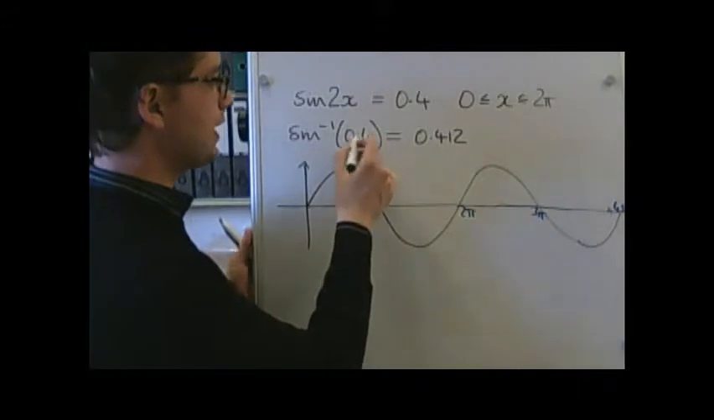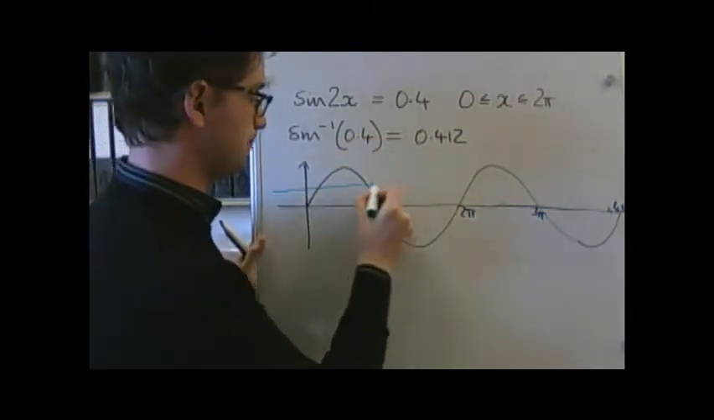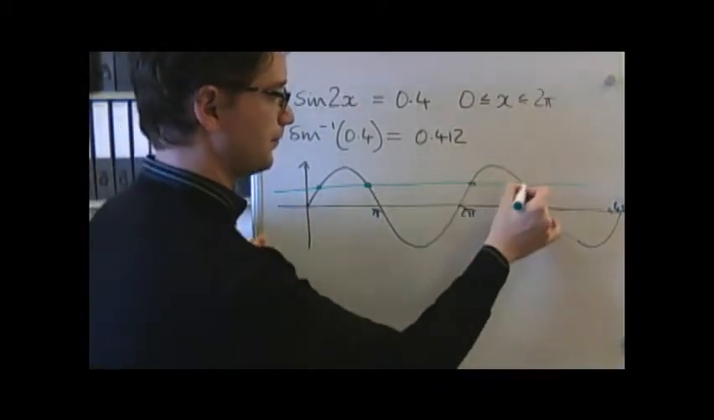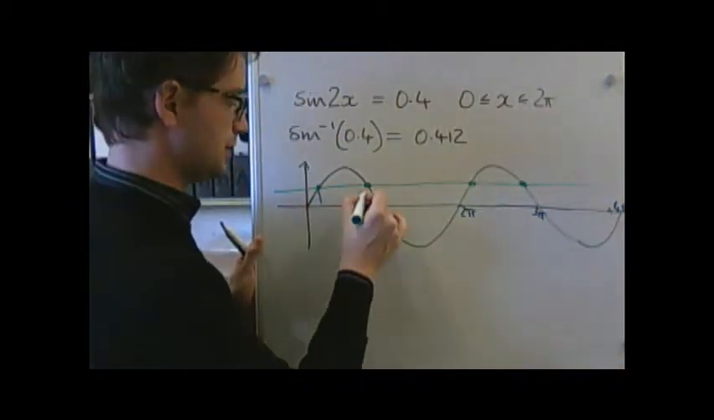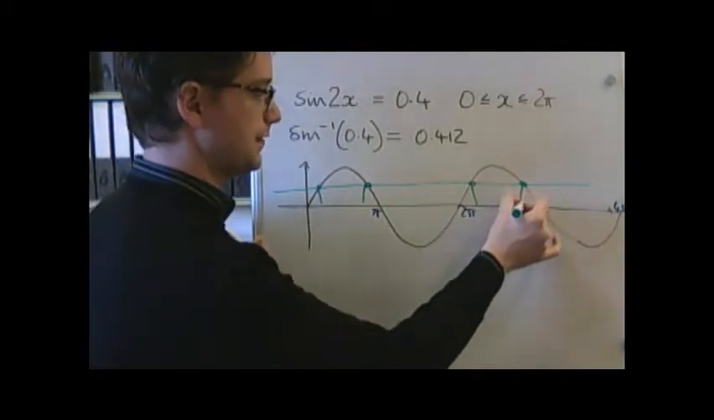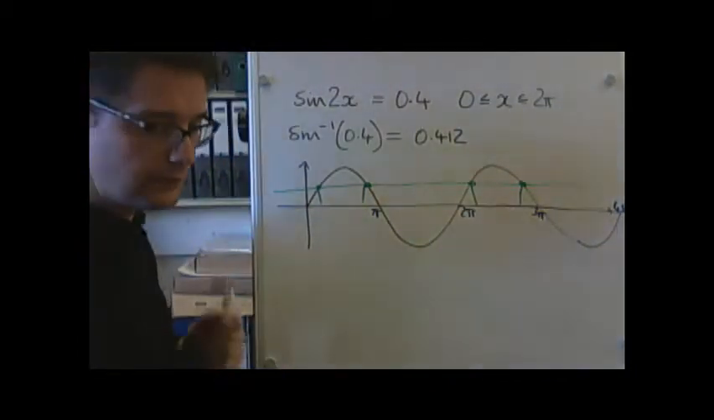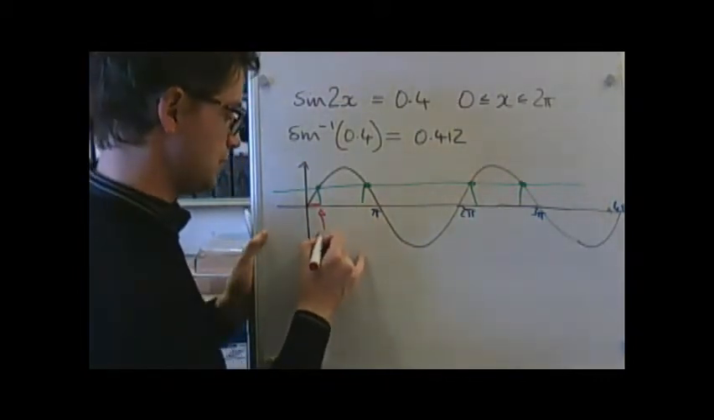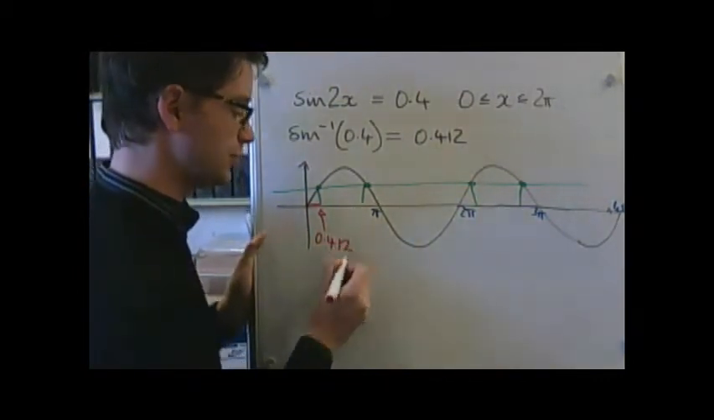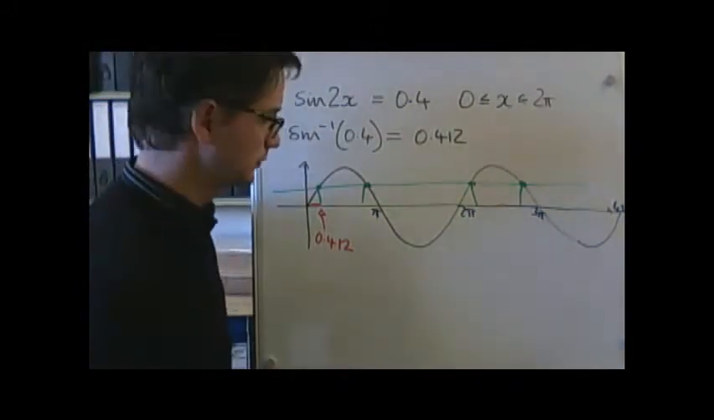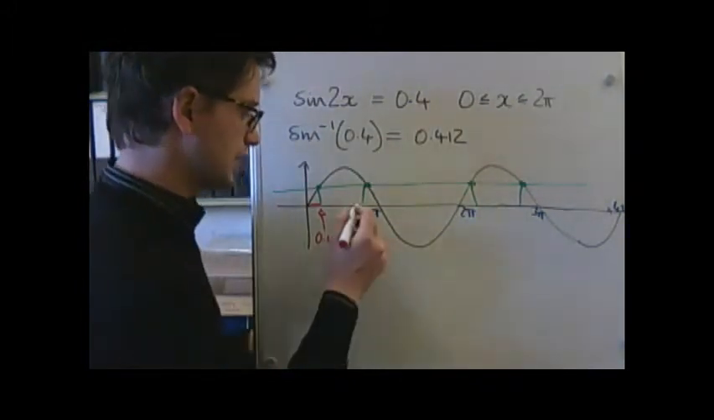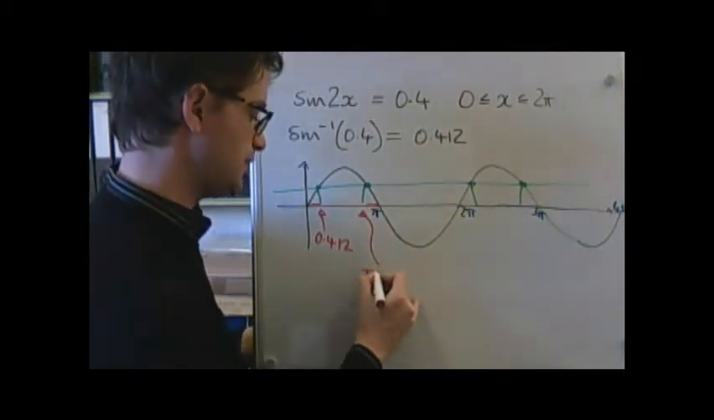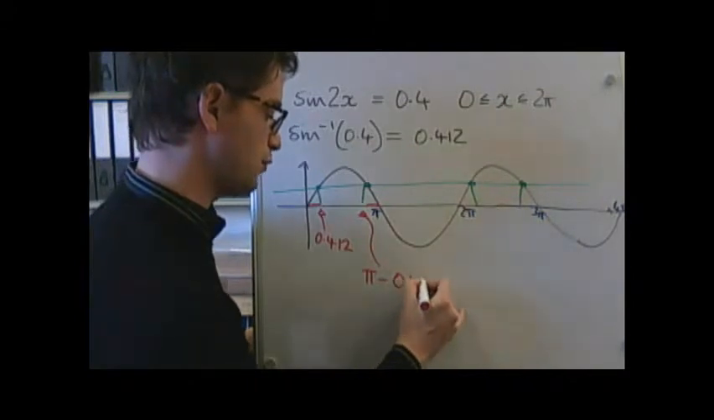We're interested in what happens at 0.4. So I've got solutions here, here, here, here. And the calculator has told me that this distance here, this value, is 0.412. And so, using the symmetry of the curve in the same way as I did before, this value is pi minus 0.412.